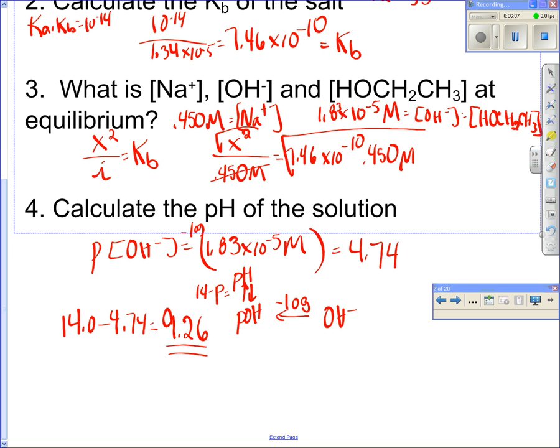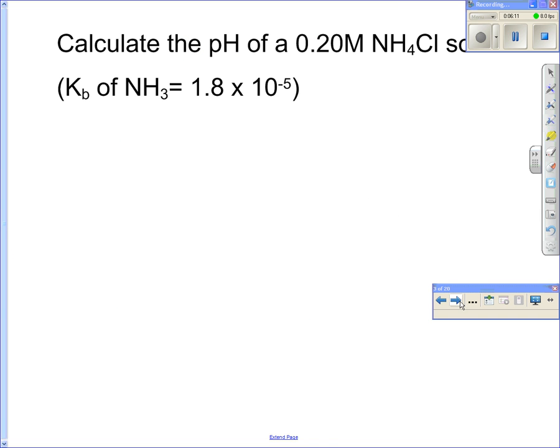So now I want to do one that's an acidic salt. This one wants us to calculate the pH of a 0.2 molar solution of ammonium chloride, and it gives me the Kb. So it's kind of a little instant thing. Let's first of all, just for fun, write the hydrolysis reaction. I know you like doing those things just for fun.